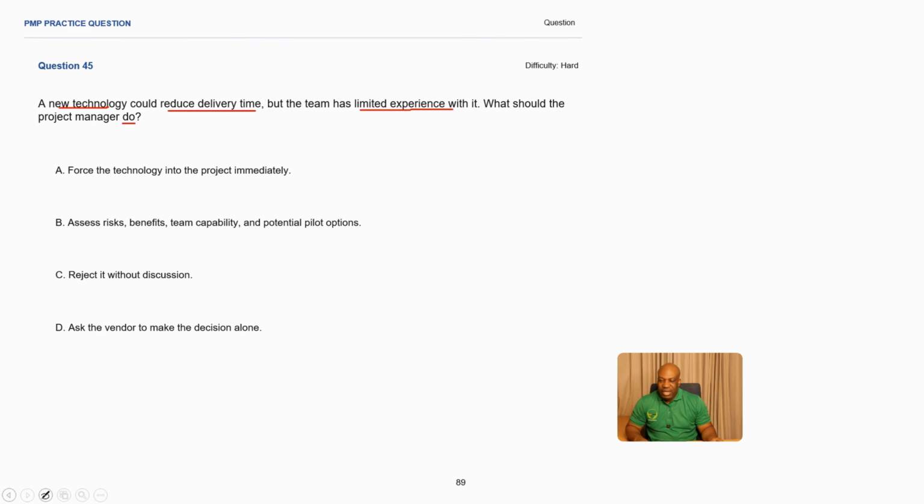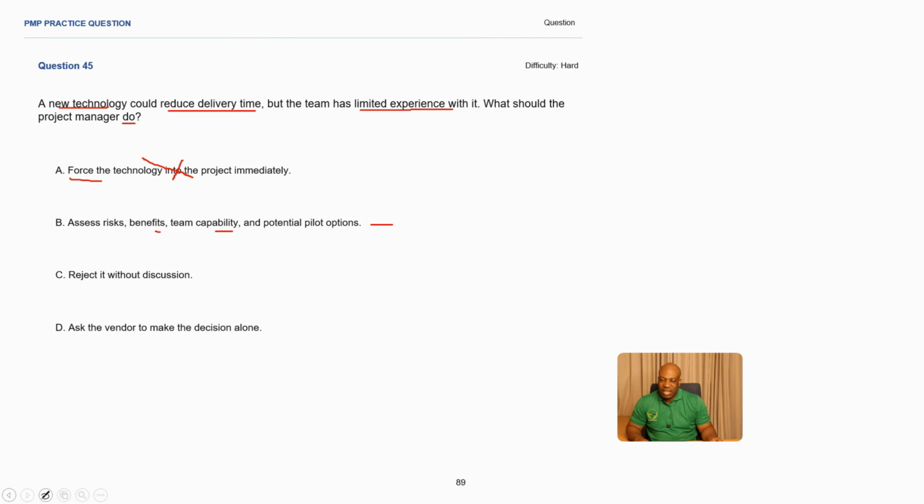Now, A, force the technology into project immediately. In project management, don't ever force things. You must have the buy-in from the team. So forcing is not a good mindset, making this one incorrect. B, assess risks, benefits, and capabilities and potential pilot options. I like this option.